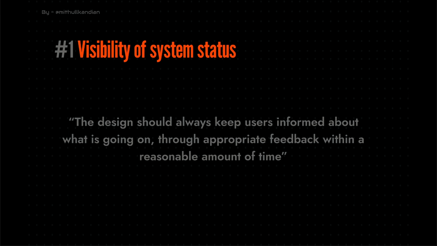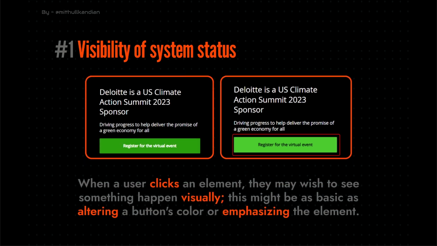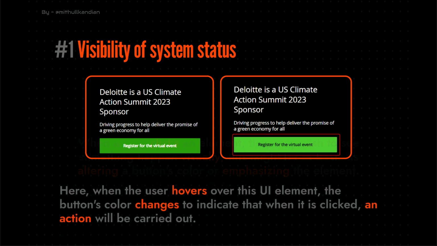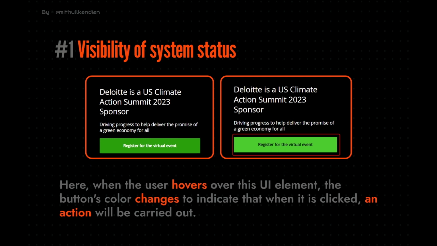The design should always keep users informed about what is going on, through appropriate feedback within a reasonable amount of time. Let's take an example here. When a user clicks an element, they may wish to see something happen visually. This might be as basic as altering a button's color or emphasizing the element. Here, when the user hovers over this UI element, the button's color changes to indicate that when it is clicked, an action will be carried out.